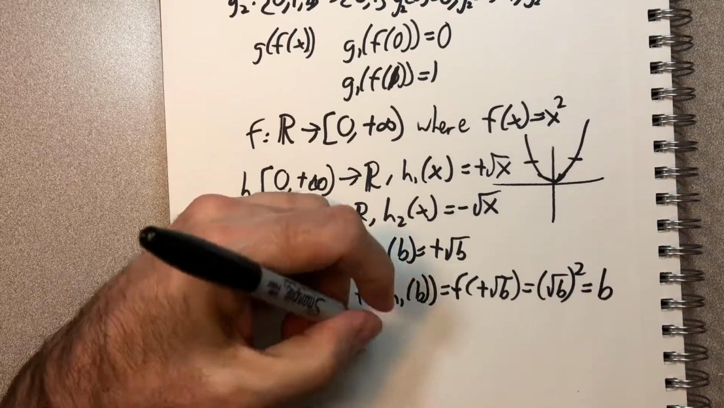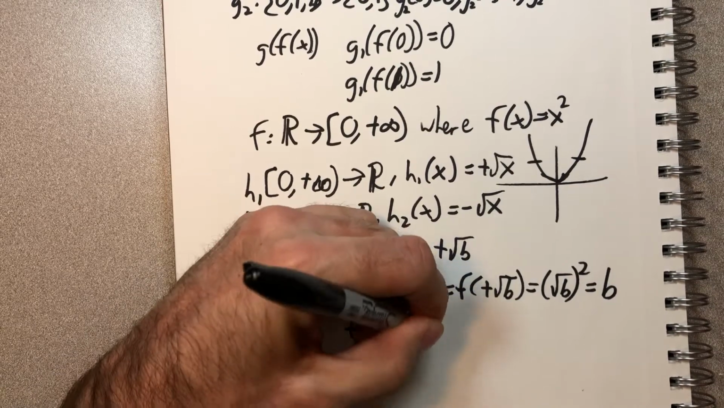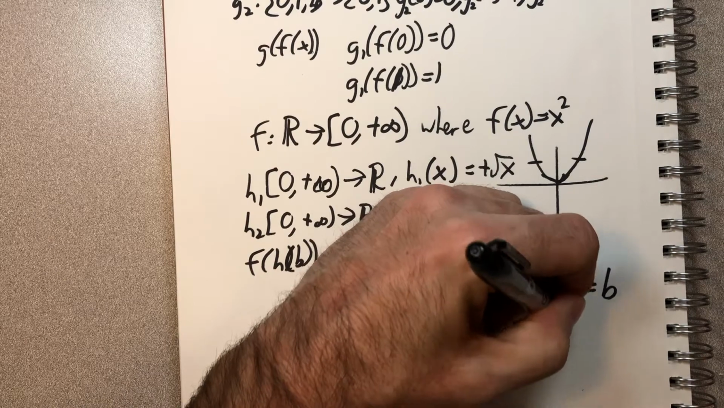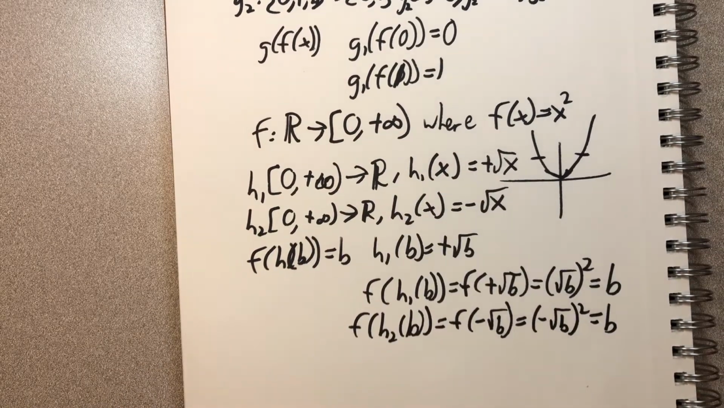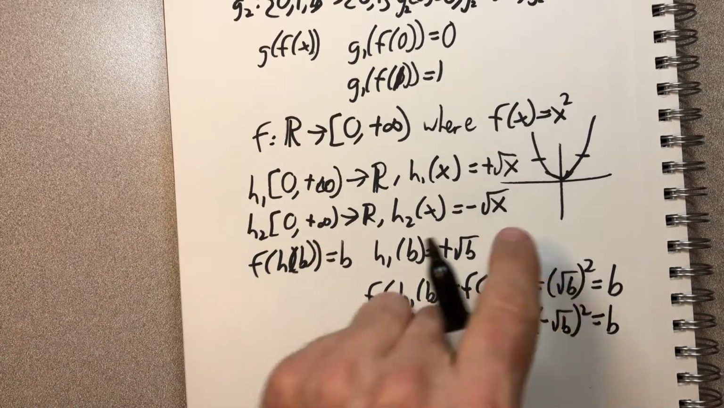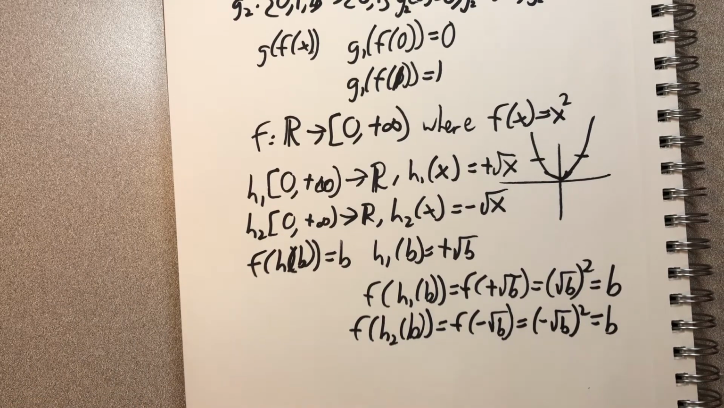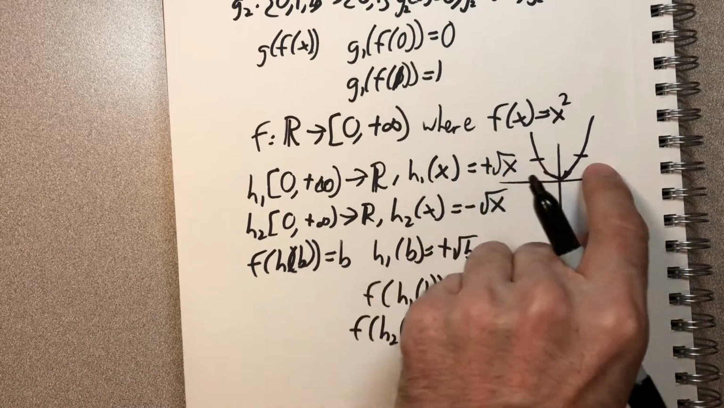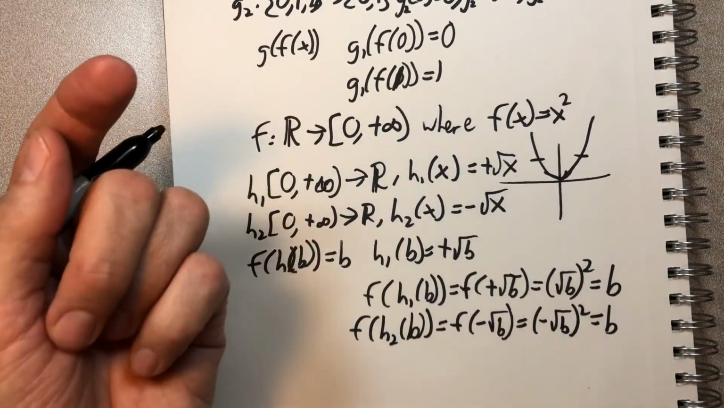And if we use the other inverse, we have that f of h2 of b equals f of minus square root of b, equals minus the square root of b squared, which again equals b. So this is also a right inverse. So it's also possible to have two right inverses. And the issue here is that this function is surjective, but it's not injective. The fact that it's not injective allows us to create two different right inverses, which still cover the range.